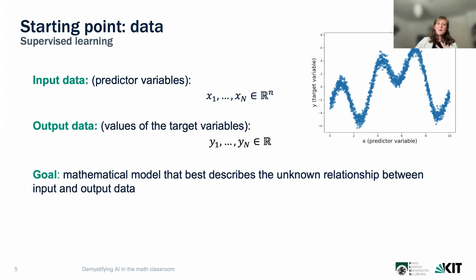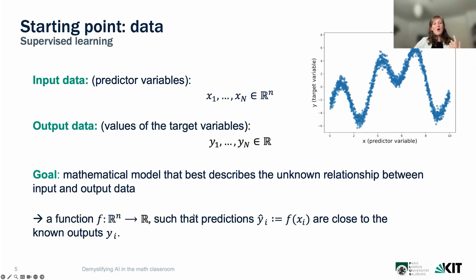is finding a mathematical model that best describes the unknown relationship between the input and the output data. And to formulate it in an even more mathematical way, this often, in most cases, means that we try to find a mathematical function such that the predictions, so the function values when entering an input, are very close to the known outputs yi. And this is a mathematical description of many problems underlying AI technologies, which are then solved in different ways.